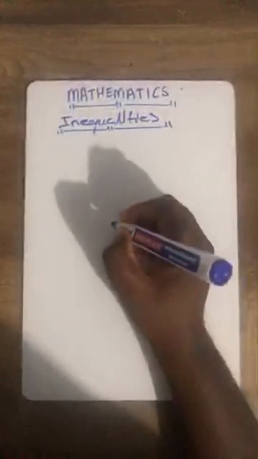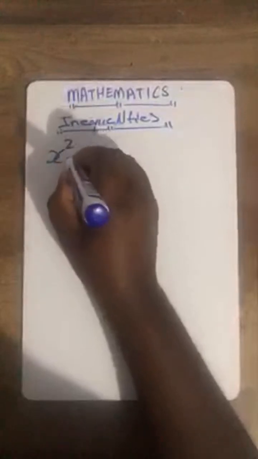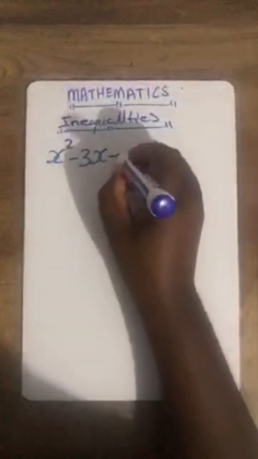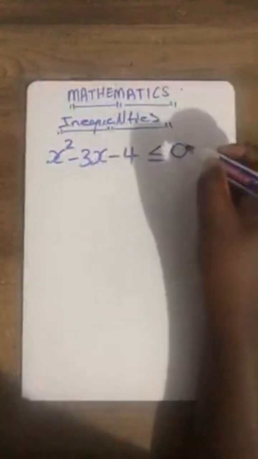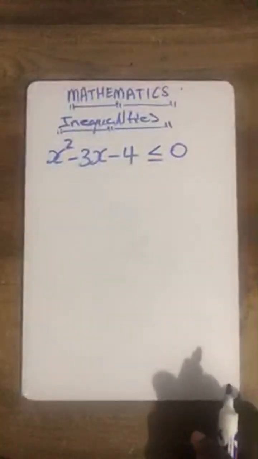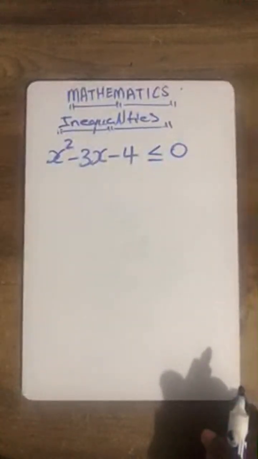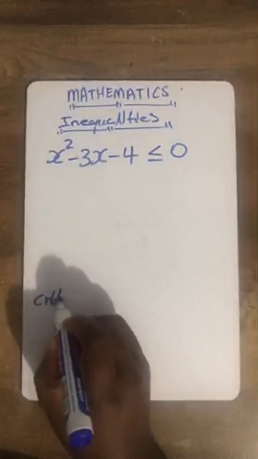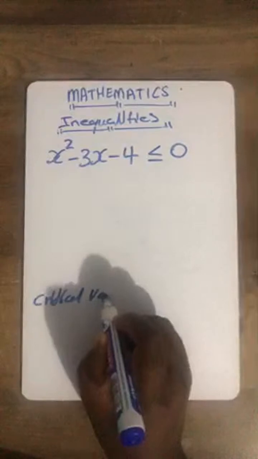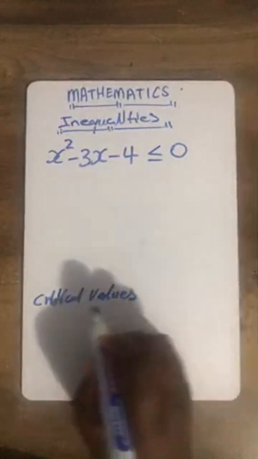So let's see. What about this one? Let's say you have x squared minus 3x minus 4 less or equal to 0. Yes, work that one out. So that means from your side, what I will need as the final answer is the critical values.